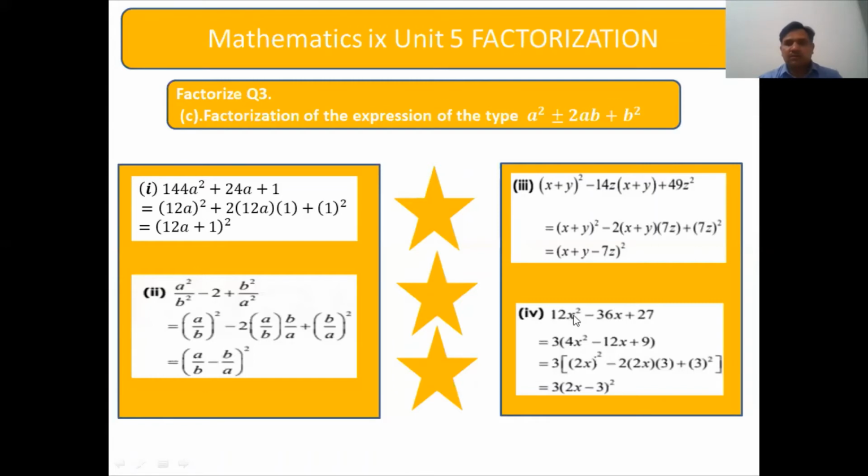Part 4, 12x square minus 36x plus 27. So here we can take 3 as a common. So we have 4x square minus 12x plus 9 within bracket. 4x square can be written as 2x whole square, and 9 can be written as 3 square. So minus 2, this is the first term and this is the second term, and when we multiply, we have minus 12x. So in closed form, we can write this as 2x minus 3 whole square.